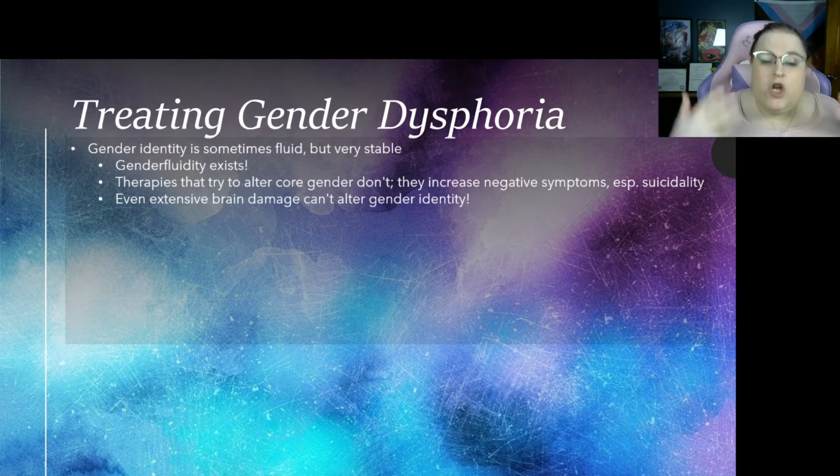You can alter someone's gender expression, but it does not alter their gender identity. And the way we know that is that if the person's gender identity was in fact changed to match their assigned gender at birth, you would see a decrease in gender dysphoria symptoms, but you do not. These so-called therapies increase the negative symptoms of gender dysphoria, especially suicidality. People who have been through so-called conversion therapy have noticeably higher suicide rates than trans people in general, and trans people in general already have very high suicide rates.